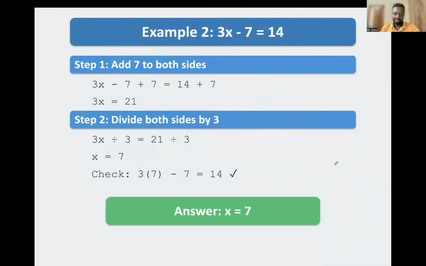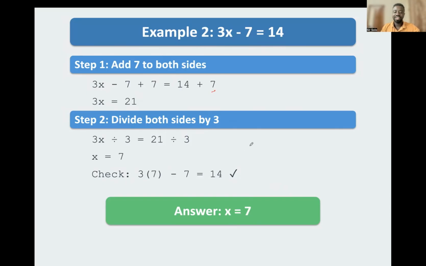And now, you can use the other method. So 3x minus 7, you just add +7 to both sides. So we get 3x is equal to 21. Then dividing both sides by 3, we are going to get x is equal to 7. Good. And always you have to check.